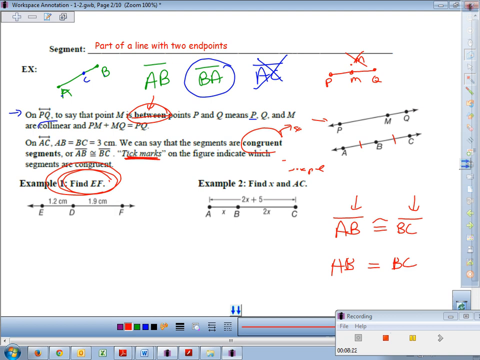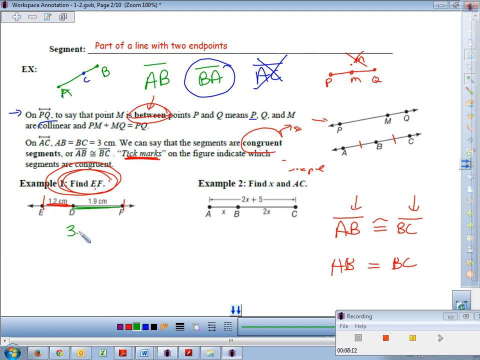If you were to read it to yourself without any instruction, you would say, find EF. But that's not what that says. What does that say? Find the distance from E to F. Well, aren't those collinear points right there? Here's E, here's F. If this is 1.2 centimeters, and this is 1.9 centimeters, take a wild guess of what we could do to find the distance from E to F. Add them up.